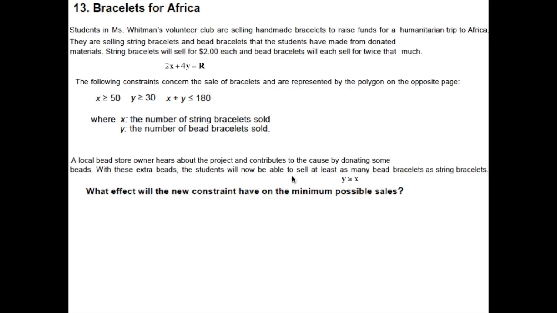The new constraint is that with the new beads, students will now be able to sell at least as many bead bracelets as string bracelets. So the bead bracelets, the Y, will be equal to X, or it could be greater than X. So Y is greater than or equal to X. Let's go and graph all that.